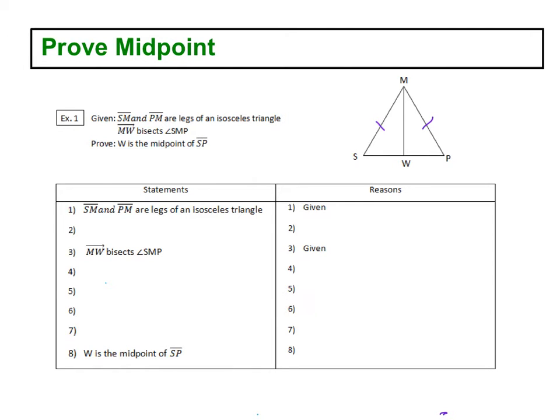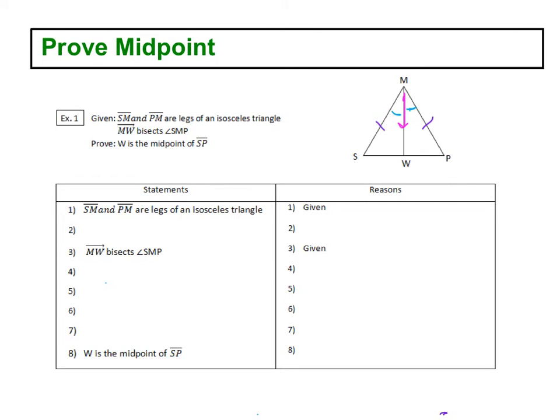They also told us that MW, so this ray MW, bisects angle SMP. So here's angle SMP, and this MW, I'll go ahead and draw that in. Here's our MW ray. It's bisecting this bigger angle. Well, what does an angle bisector do? It gives you two congruent angles. So I'm going to go ahead and mark those congruencies. We know that this angle will be congruent to this angle.